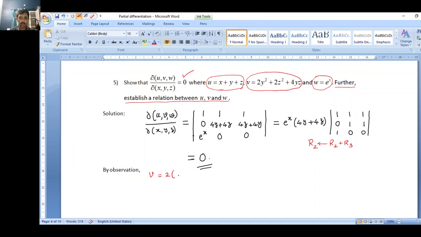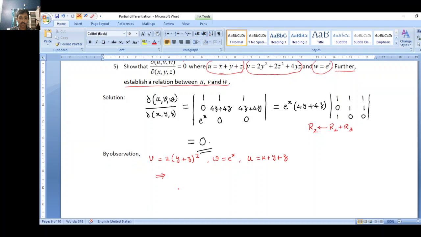V would be 2 into, yes, it will be y plus z whole square. Correct? Y square plus z square plus 2yz is y plus z the whole square. Okay, so v is this, and w is e power x, and u is of course x plus y plus z. So putting these three together will give you, yeah, can you guess the relation?